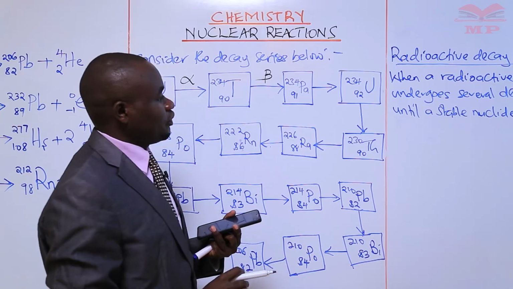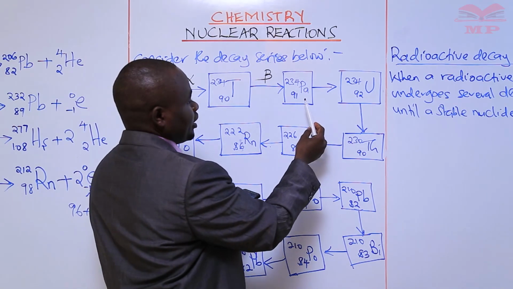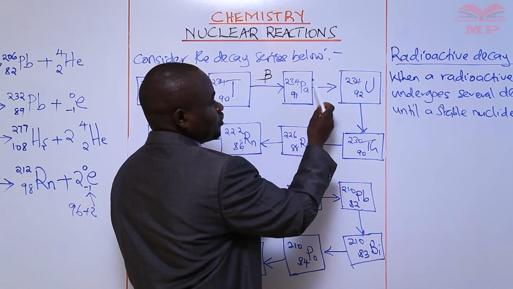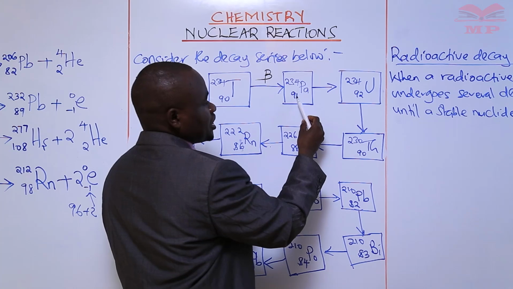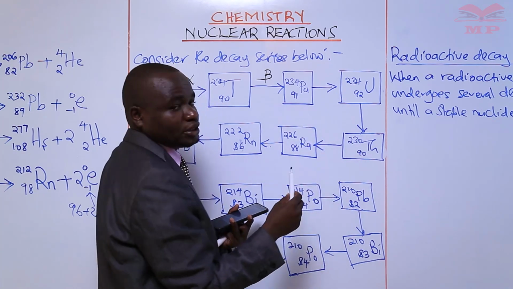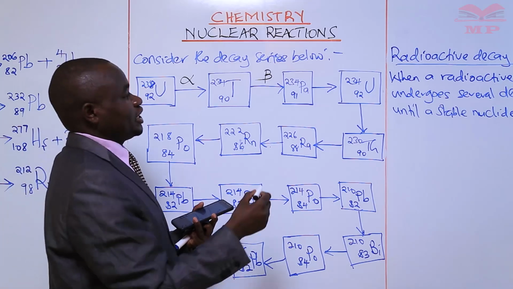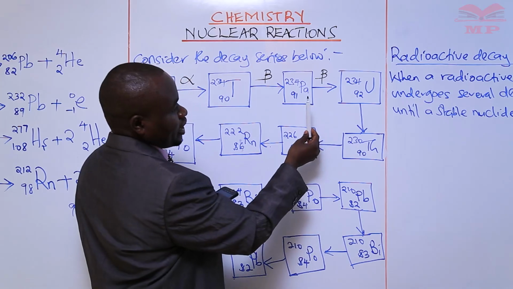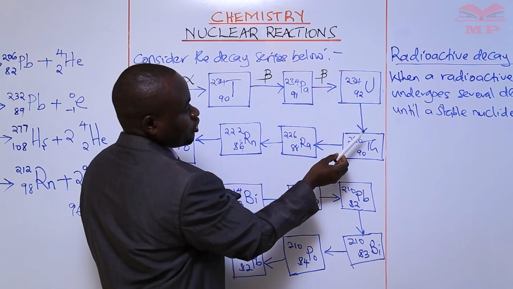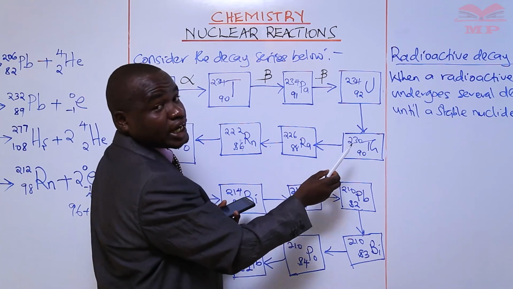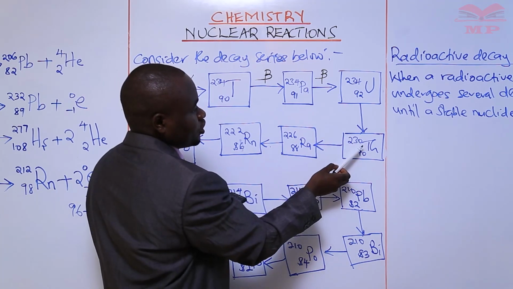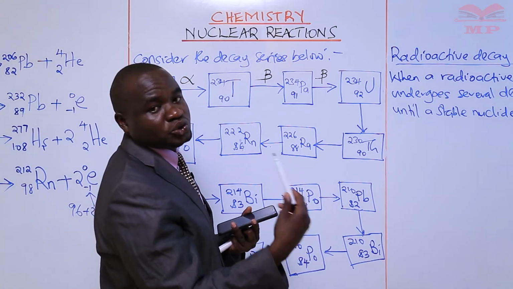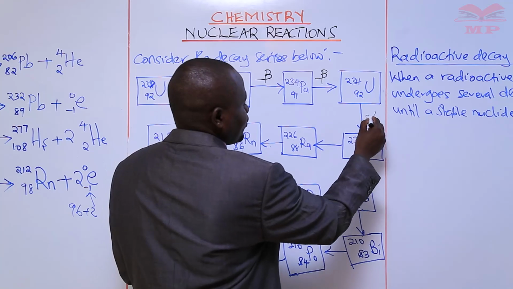How about this one? You can see the mass number is 234, also 234. Atomic number has increased from 91 to 92. That means once again, which particle is emitted? That is a beta particle. How about this one? Mass number has reduced from 234 to 230. Atomic number has also reduced from 92 to 90. Mass number reduced by 4. Atomic number reduced by 2. So that should tell you that there is emission of an alpha particle.